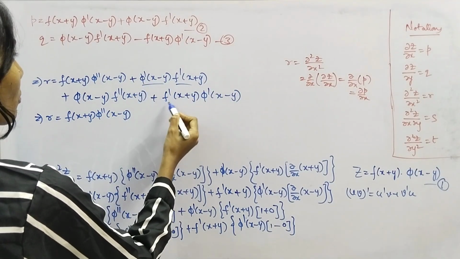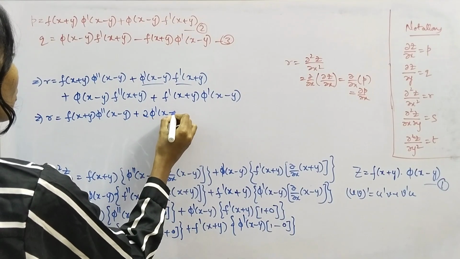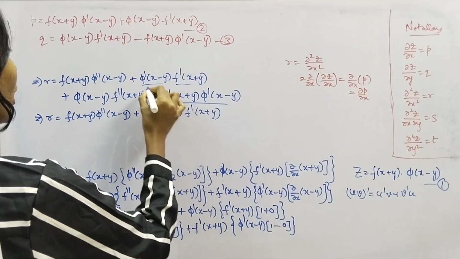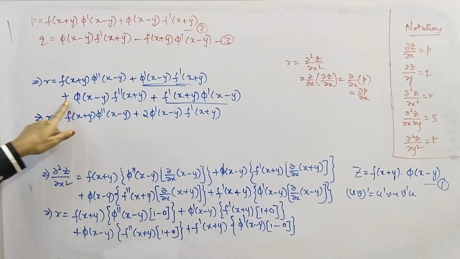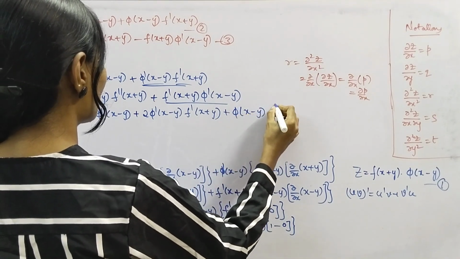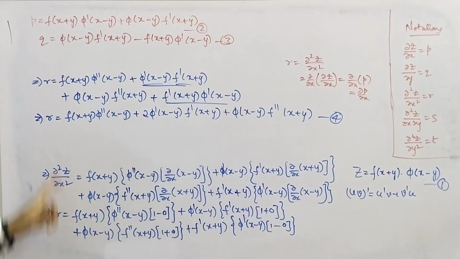phi dash f dash plus phi dash f dash gives 2 phi dash f dash. Okay, we are adding this 2, which gives us 2 phi dash f dash plus phi of x minus y into f double dash of x plus y. Consider this as equation number 4, which involves r.